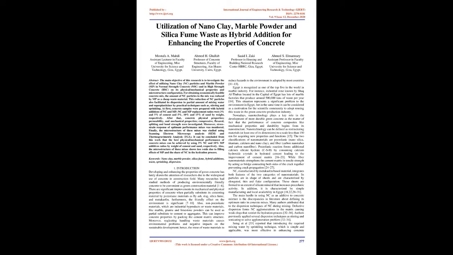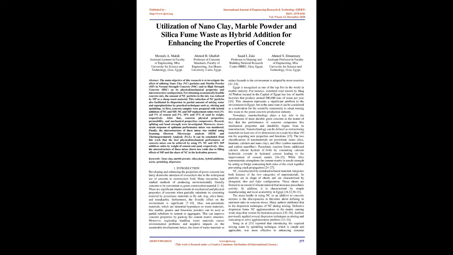1. Introduction. Developing and enhancing the properties of green concrete has lately drawn the attention of researchers due to the widespread use of concrete in construction field. Many researchers had studied methods of producing environmentally friendly concrete to be convenient as green construction material 1 to 6. There are significant improvements in mechanical and physical properties of concrete when partially substituting its cementing material by pozzolanic materials as fly ash, slag, silica fume, and metakaolin. Furthermore, the friendly effect on the environment is significant 7 to 10.